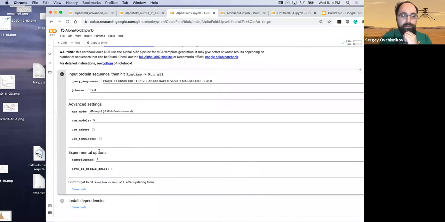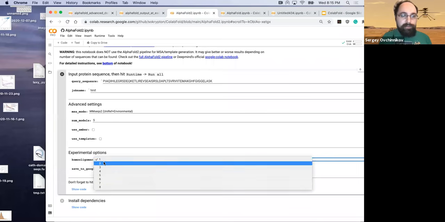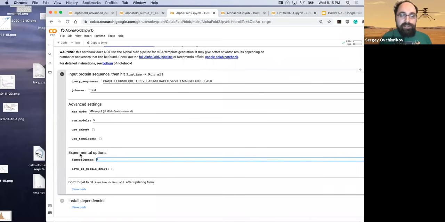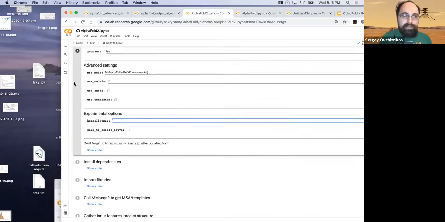And finally, you can enable some experimental options where you say, well, I think this is a homo-oligomer structure, like there's multiple copies of this protein. You can set this to, in this case, I added up to option of 8. Okay, so once you set your parameters and you're happy with all those parameters, then you could go through and click on these cells one by one.